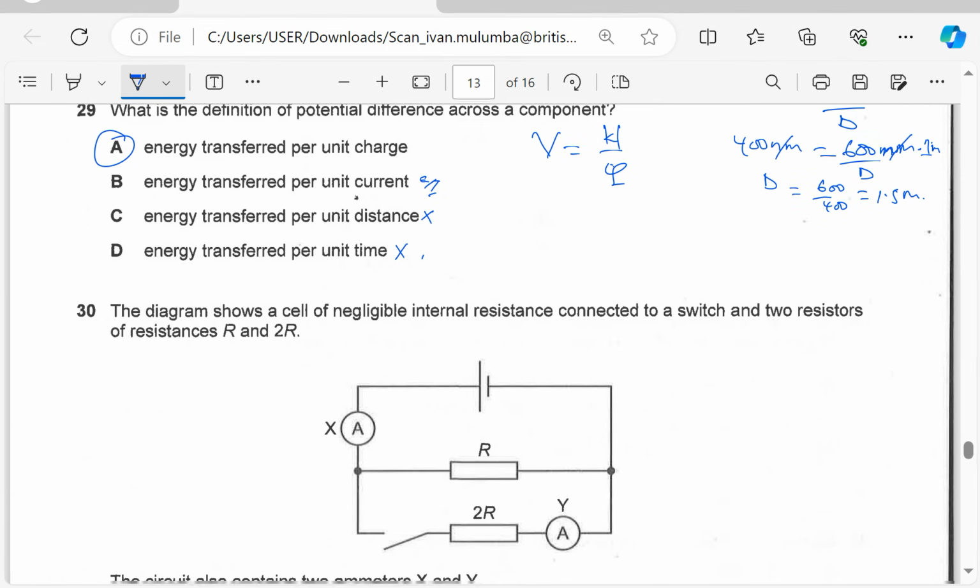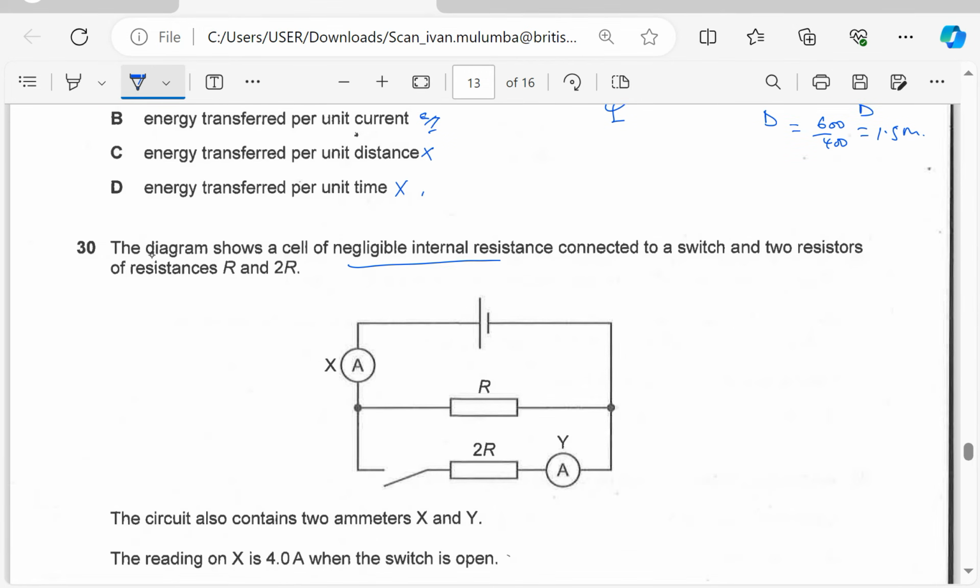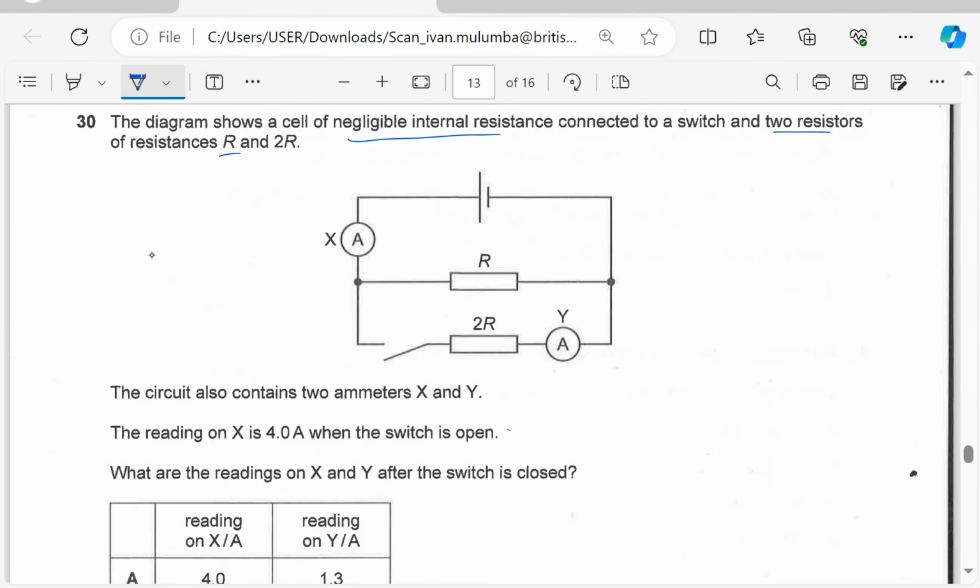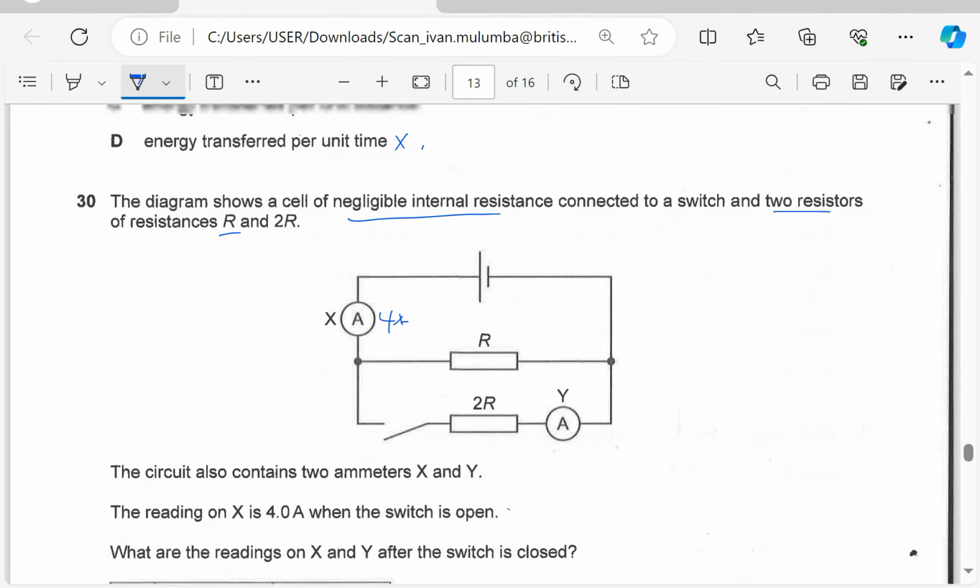The diagram shows a cell of negligible internal resistance connected to a switch and two resistors of resistances R and 2R. The circuit also contains two ammeters, X and Y. The reading on X is 4 amperes when the switch is open. Okay, so I can use that to find the EMF of the cell.